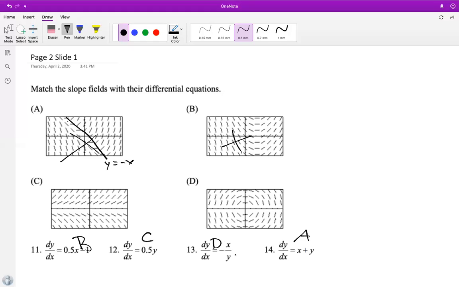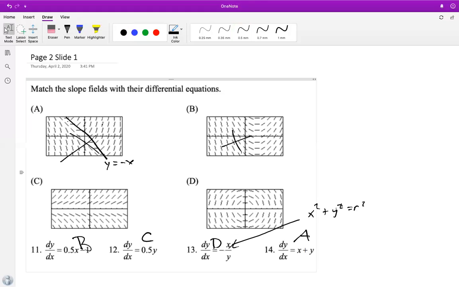This negative x over y is the one we always get when we think about the differential equations that make the equation. This is the equation of a circle. When you do the slopes for circles, X squared plus y squared equals r squared. You take the derivative of all this and solve for y prime, you get that.